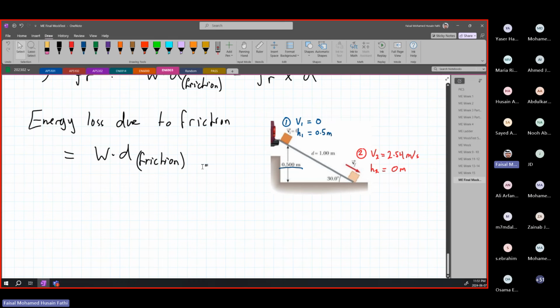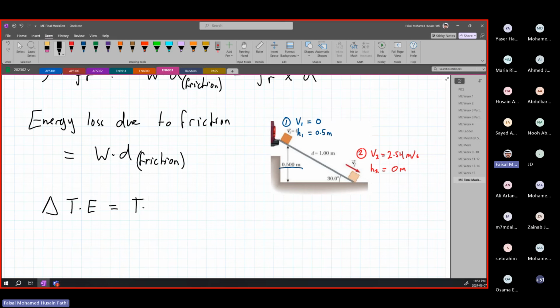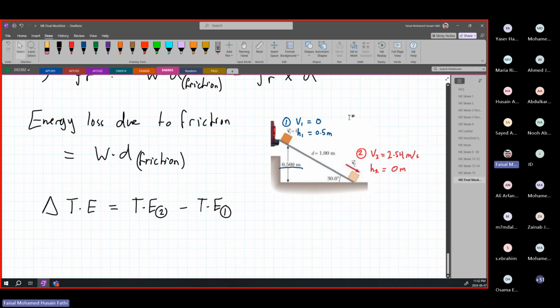So how can we find this energy loss due to friction? Remember that energy loss is simply the change of energy. I'm going to call it TE, the total energy, so the change in TE is equal to the total energy at point 2, the final point, minus the total energy at point 1, the initial point. Remember that this is the change in energy, not the loss. If we get a negative value, that means we have a loss of energy.